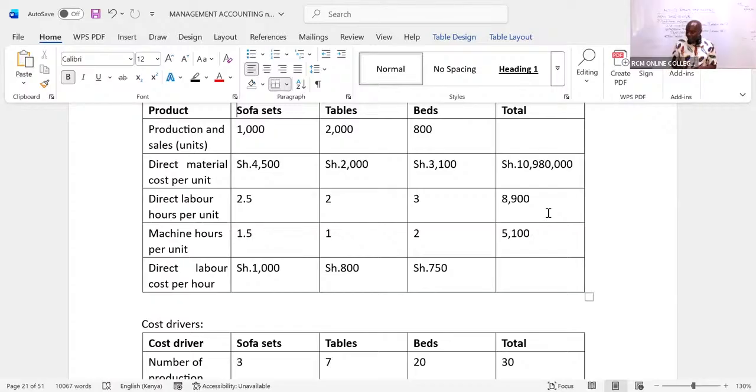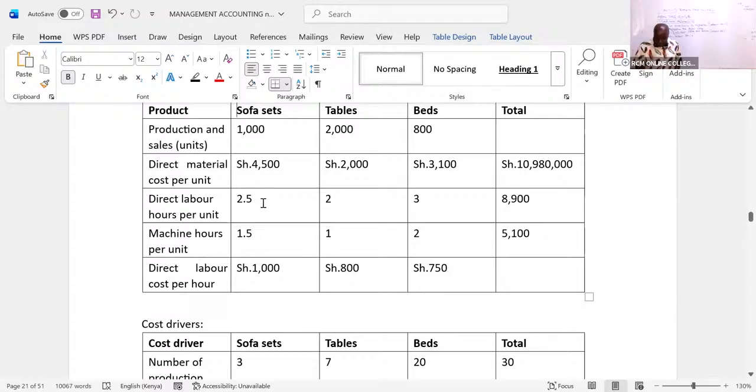So if it's not given to us, how do we ascertain it? This number of 8,900 will not be given to you. You must calculate it yourselves. Fortunately, they have given me the labor hours per unit, and we know how many units we are going to produce for each product, isn't it?